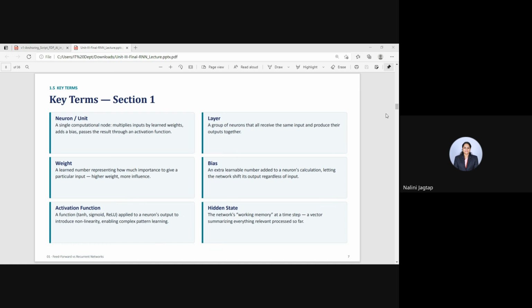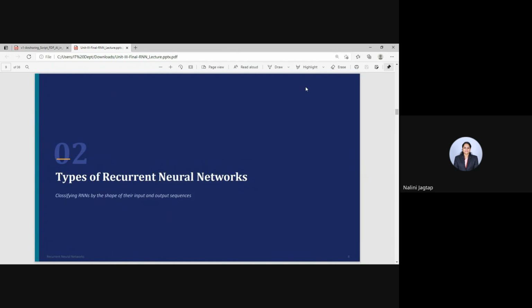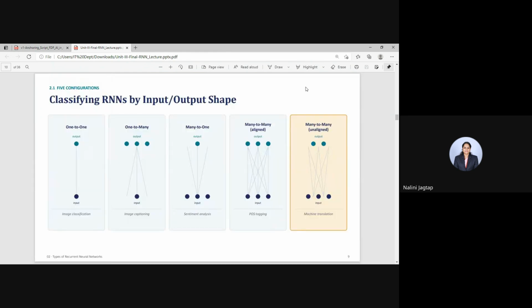Then we have the bias, an extra learnable number added to the neuron's calculation, letting the network shift its output regardless of input. There is the activation function, a function like tanh, sigmoid, or ReLU applied to a neuron's output to introduce nonlinearity, enabling complex pattern learning. Then we have the hidden state, the network's working memory at a time step, a vector summarizing everything relevant processed so far. Moving ahead, we'll see the types of recurrent neural network, where we classify RNNs by the shape of their input and output sequences.